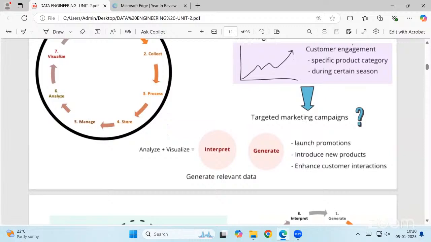With the help of this, they can target audience based on their interest. If someone is not interested in one sector of shopping, they won't give suggestions. So these e-commerce websites are smart enough. They give suggestions to the people who are interested in their areas only. Okay, so what are the launch promotions, introduce new products, enhance customer interaction with the application. Like, if you are interested in electronics, what are the new products entered into the market? And to get that, they'll give promotions.